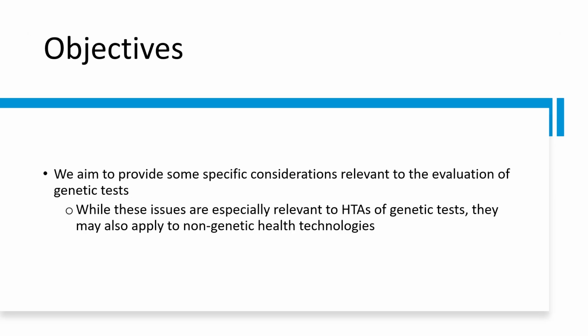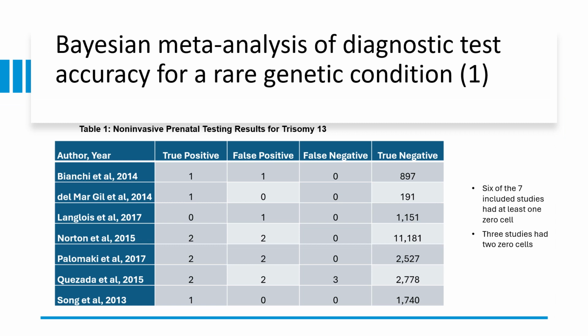We reviewed 3 HTAs for genetic tests and provided specific considerations relevant to the evaluation of genetic tests. While these issues are especially relevant to HTAs of genetic tests, they may also apply to non-genetic health technologies. First, Bayesian meta-analysis for a rare genetic condition. In our non-invasive prenatal testing HTA, we identified 7 studies reporting the sensitivity and specificity of trisomy 13.